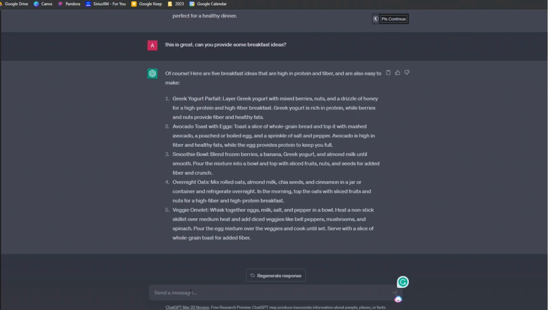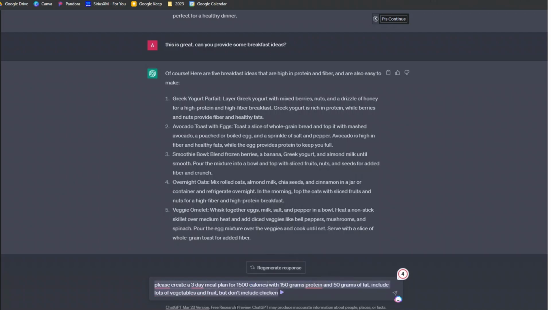One other thing you can do is, if you know your specific macros, if you're working with a coach or somebody who has given you some sort of macros, you can go to iifym.com. It stands for if it fits your macros, iifym.com, to calculate your macros, and then you could input it here. So you could say something like, please create a 3-day meal plan for 1,500 calories with 150 grams protein and 50 grams of fat. Include lots of vegetables and fruit, but don't include chicken.